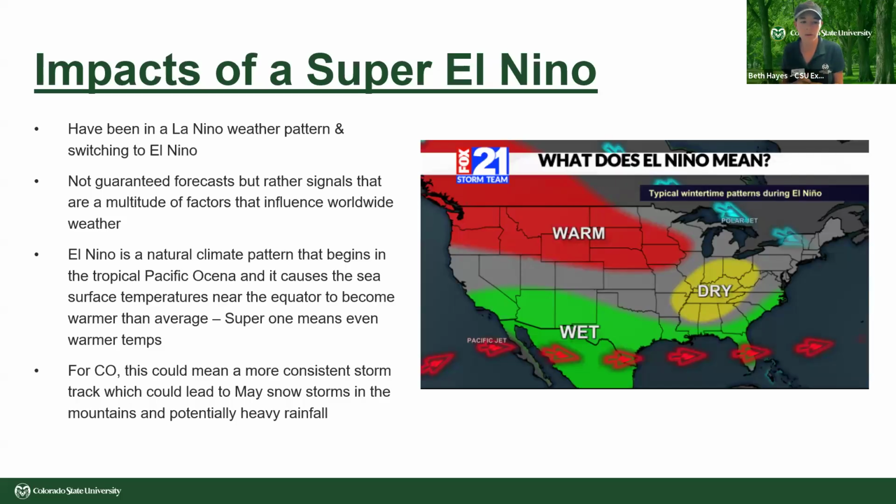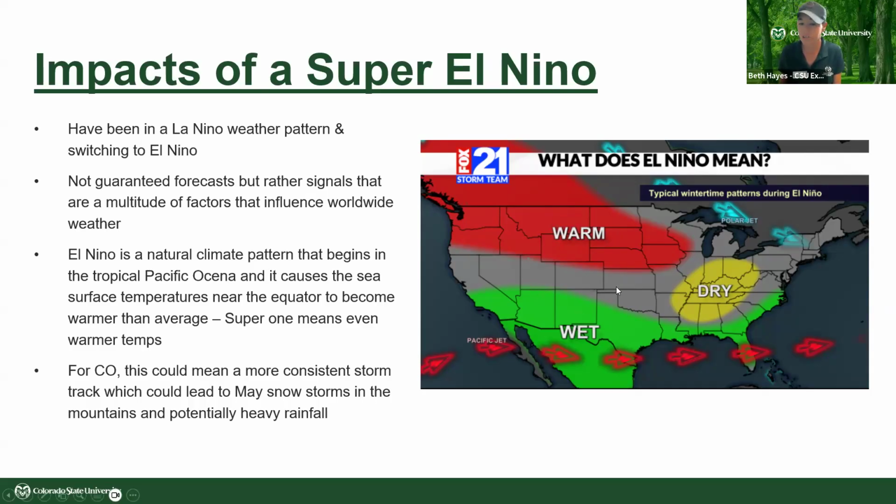But it begins in the tropical Pacific Ocean, and it causes the sea surface temperatures near the equator to become warmer than average. A super El Nino means that those sea temperatures are going to be even higher than what they see in an average El Nino, which means that these bands of warm and wet could be a little wider than what we see on a typical map that was given here by Fox 21 a couple weeks ago. So for a super El Nino, there's a bigger chance that a lot of our state could see a lot more moisture, and we could get some snowstorms in the mountains for those of you that are at higher elevation, and those of us that are not could see this come down as rainfall.